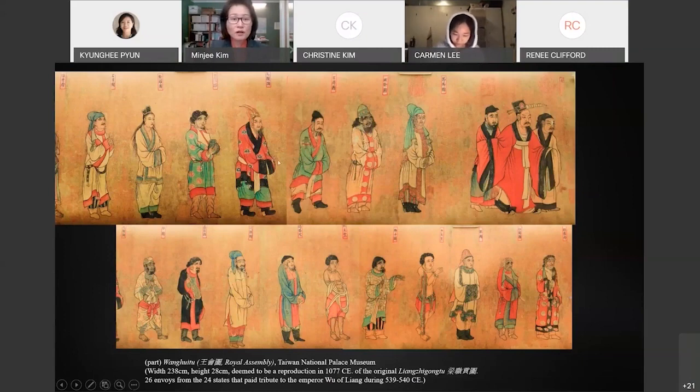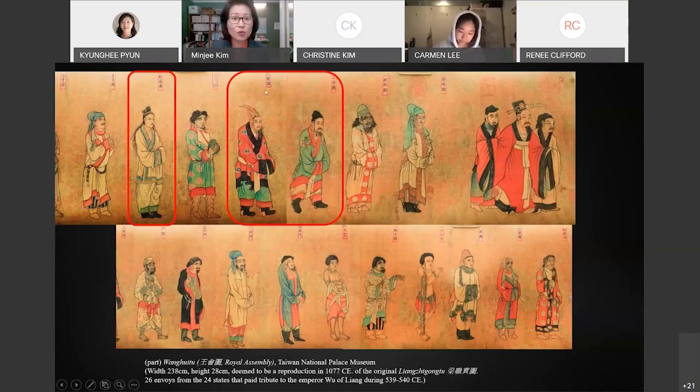So here, the emissaries of the 3 kingdoms were depicted. So this person is from Baekje, and this person is from Goguryeo, and this person is from Silla. So 3 emissaries were depicted, and this one is from Japan at that time. So you can tell their dress style is different, and within the 3 kingdoms it was similar. And then this person is from West Asia.